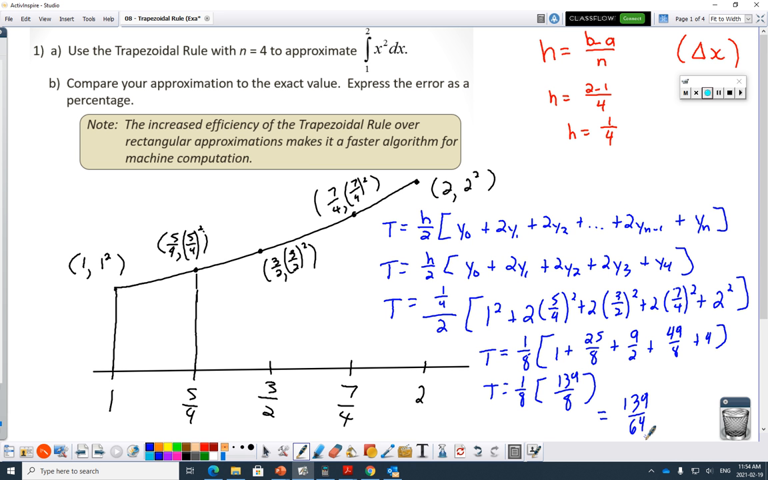5/4 squared is 25/16. Yes. 9/4 times 2 is 9/2. 49/16 times 2 is 49/8 and 4. And then all the 8s. I got lots of 8s here. 8, 33/8, and 36 is 74/8. 123/8, and 32/8 is 155/8.